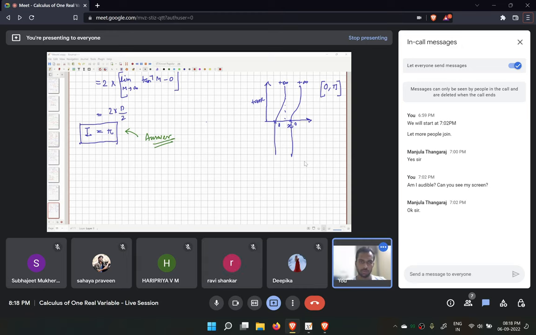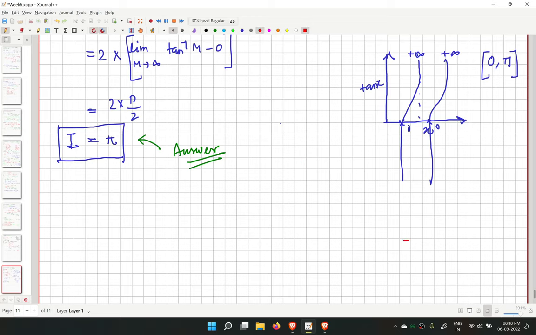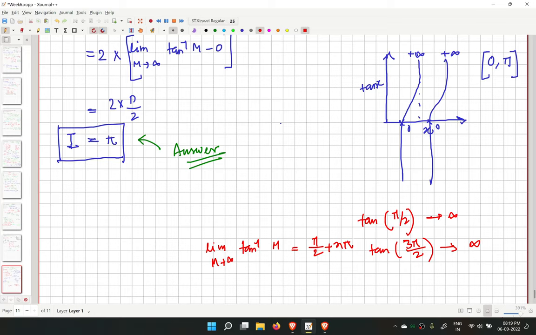Okay, sure. So you know that tan pi by 2 goes to infinity. Similarly, tan 3 pi by 2 is also infinity. Yeah, so there are many possible values. So tan inverse, or let us rather say limit m tends to infinity tan inverse m will have many possible values. So this will be probably pi by 2 plus n pi or 2 n pi, whatever. So for different values of n, this will give different solutions, right?